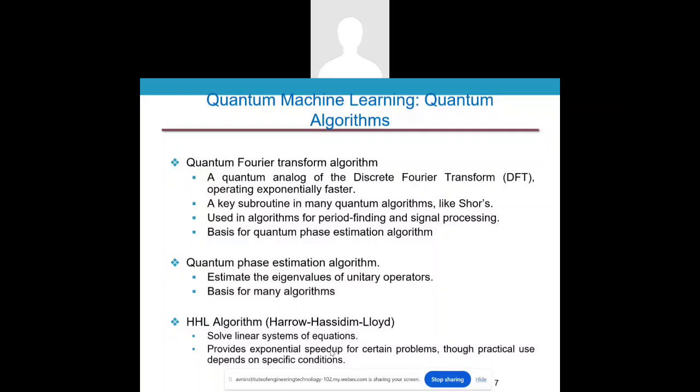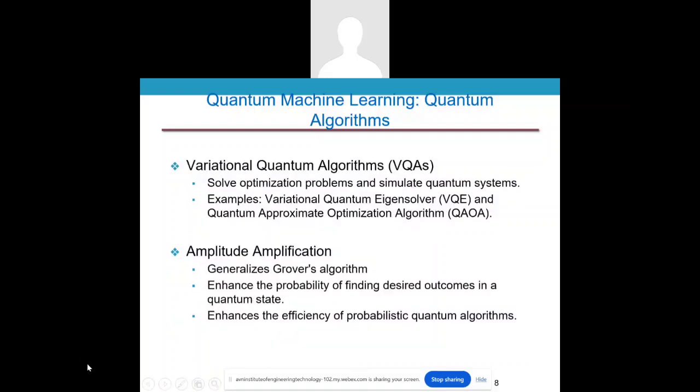This routine estimates the eigenvalues of unitary operators, because it is one of the major ones in quantum machine learning algorithm development. It is the basis for many algorithms. Another one is the HHL algorithm. It solves linear systems of equations and provides exponential speedup for certain problems. This is very brief about the algorithms.